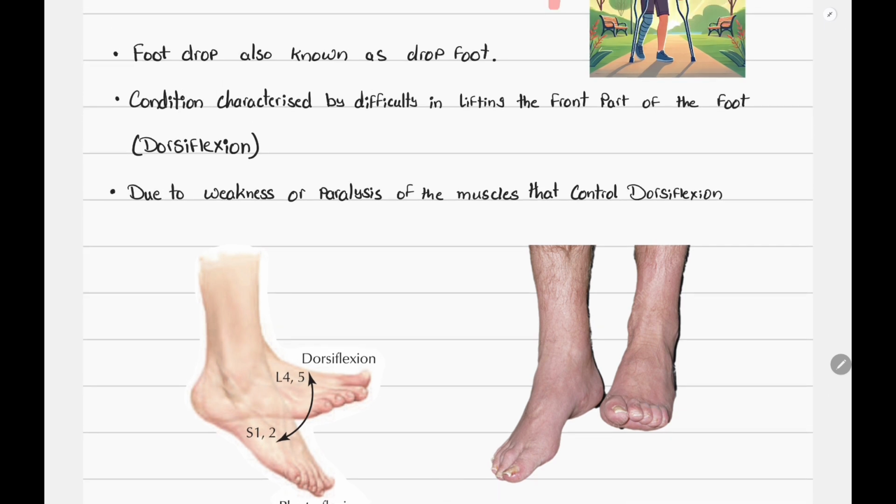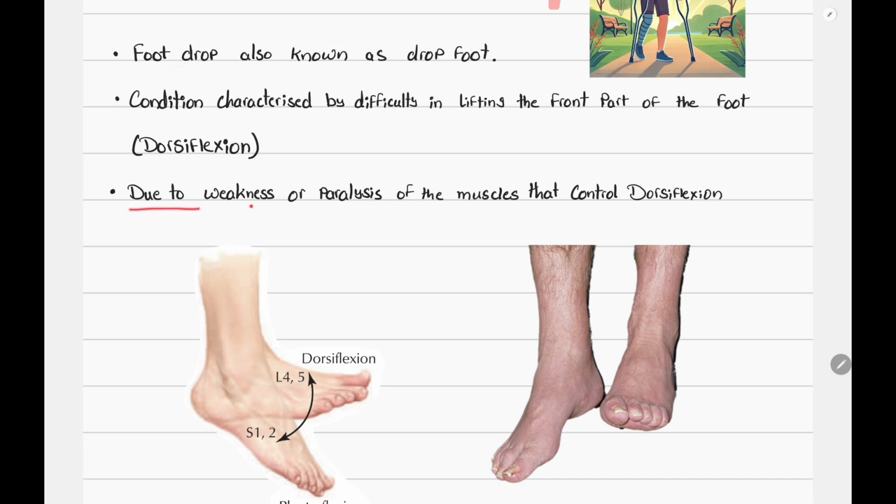So an affected individual would be someone who is unable to dorsiflex his foot. For example, when this person was asked to dorsiflex both of his feet, he was able to dorsiflex his left foot but was unable to dorsiflex his right foot. This inability of the foot to dorsiflex leads to a state in which the leg seems to be in a drop state or a hanging state. Therefore, this condition is known as drop foot.